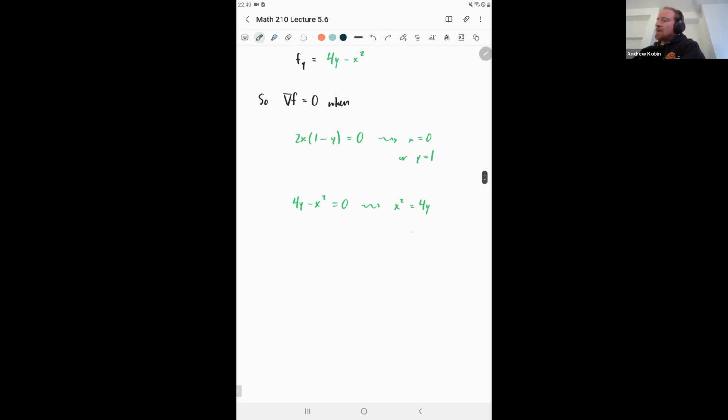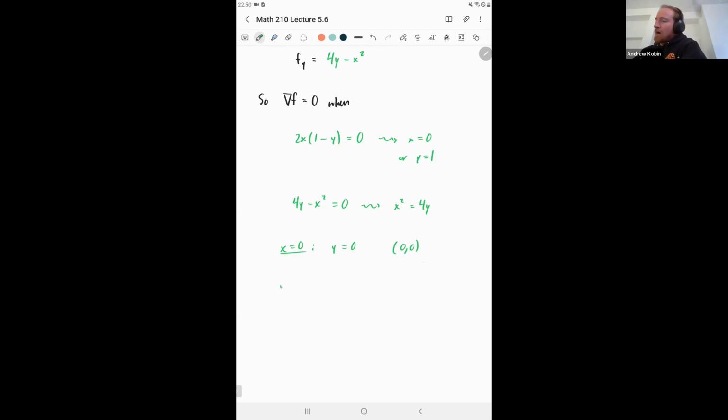So if the x coordinate is 0, looking at the second equation, x squared equals 4y, that means x squared is 0, so y has to be 0 as well. So in that case, we get the point (0, 0). The origin is a critical point of this function.